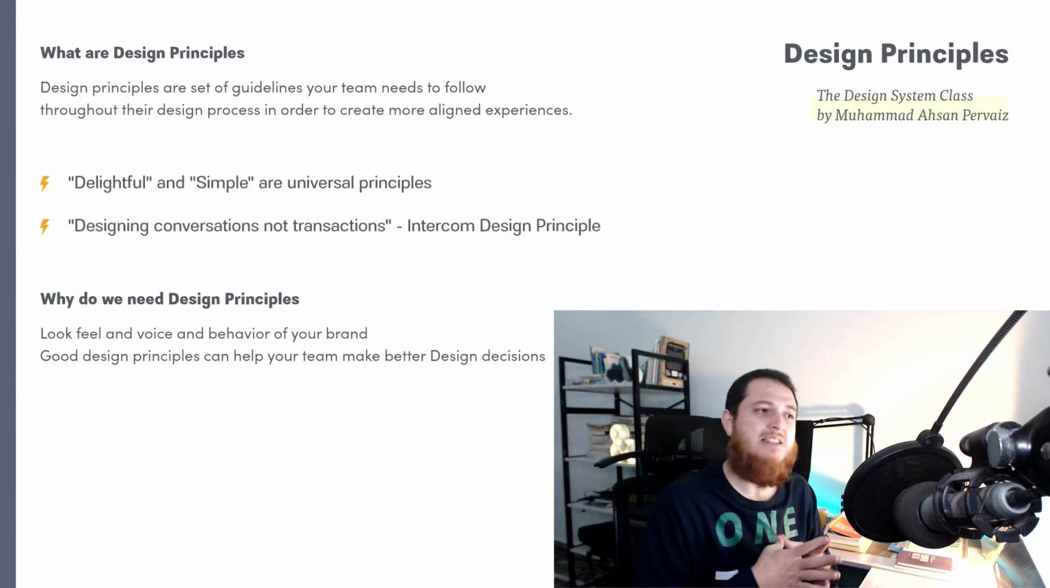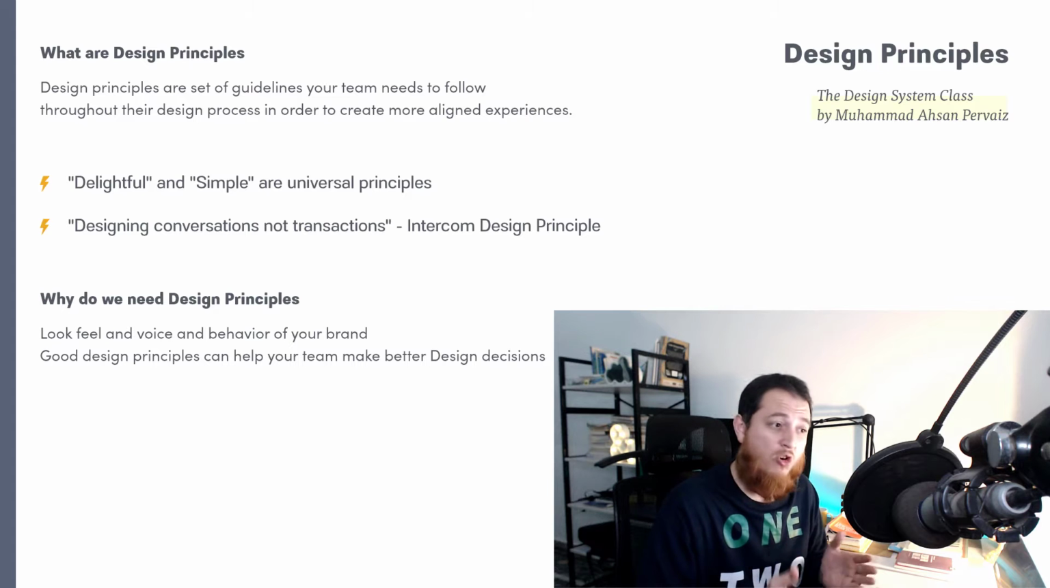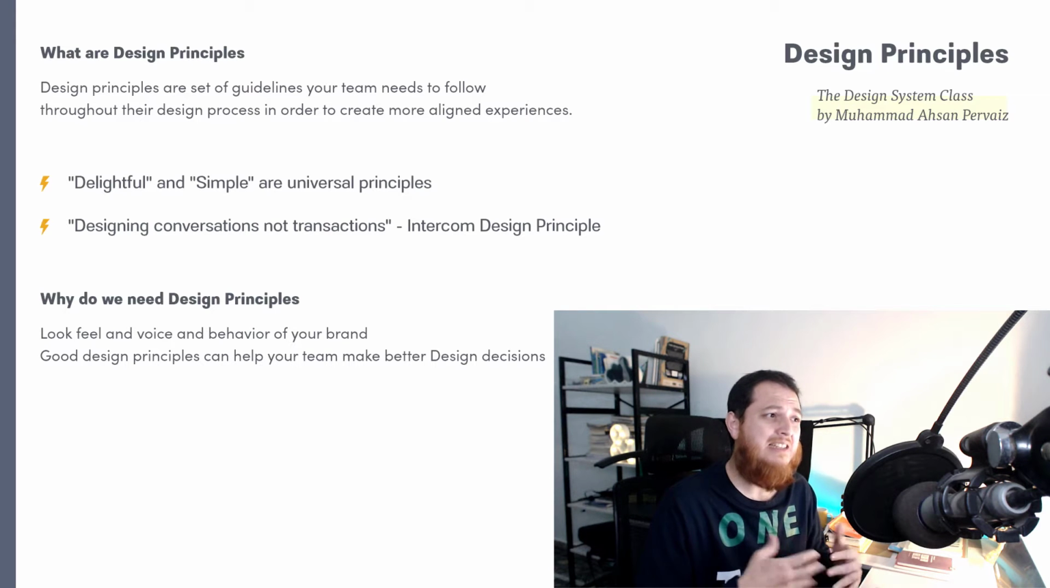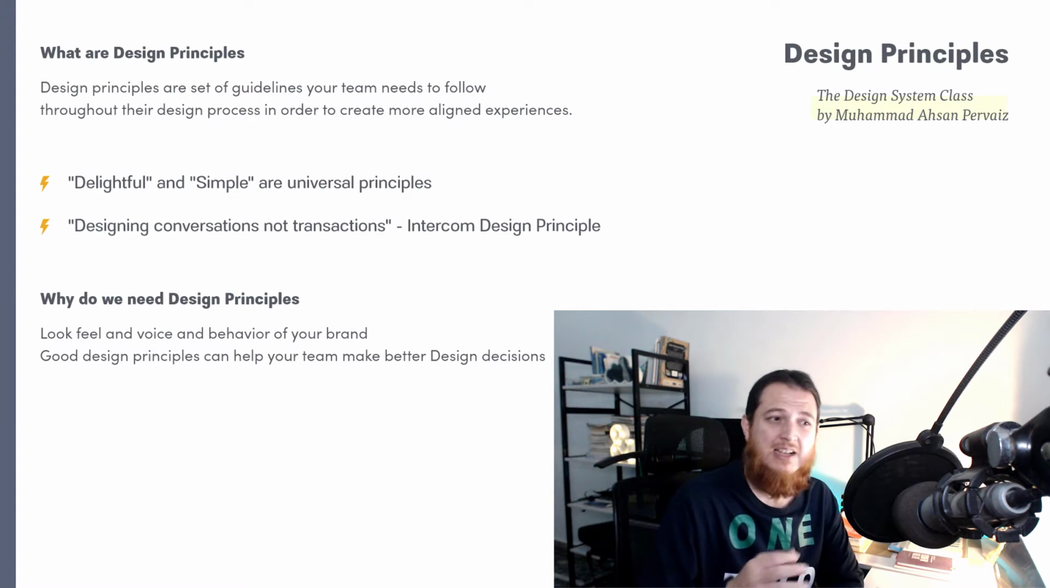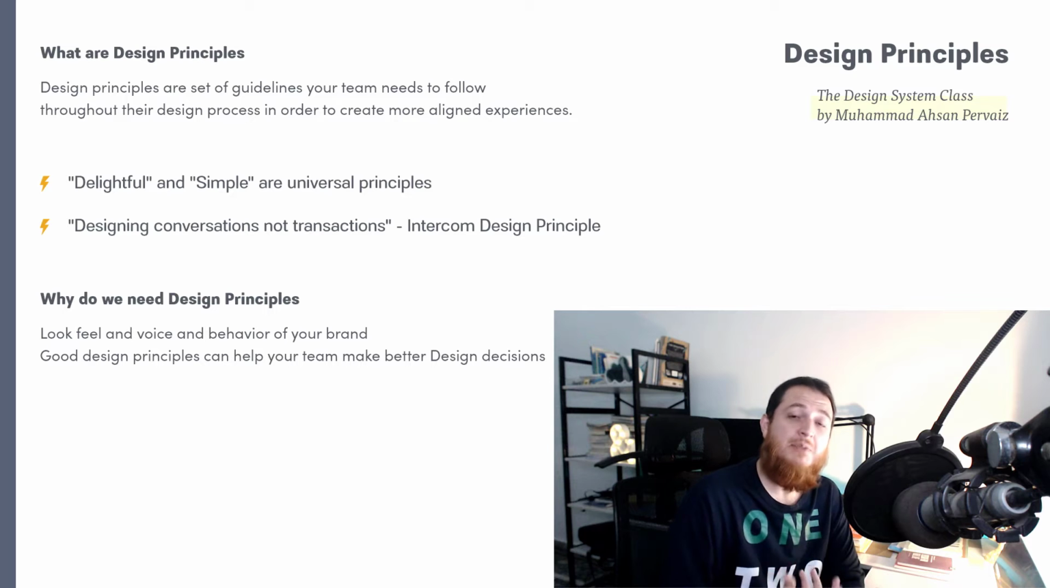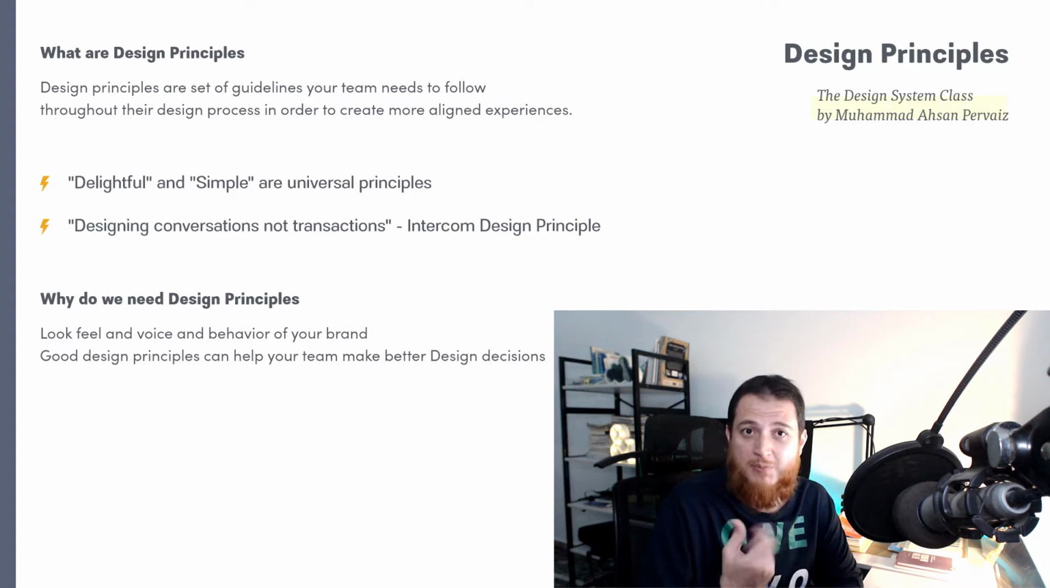So it actually means that transactions are very robotic. If you visit any bank or that kind of institute, the people are going to be very formal. They are going to require a lot of documentation and things like that. They are not warm, welcoming, or very friendly. So design conversations rather than transactions is one very specific design principle, so that we have a very welcoming, warm feeling from our product.